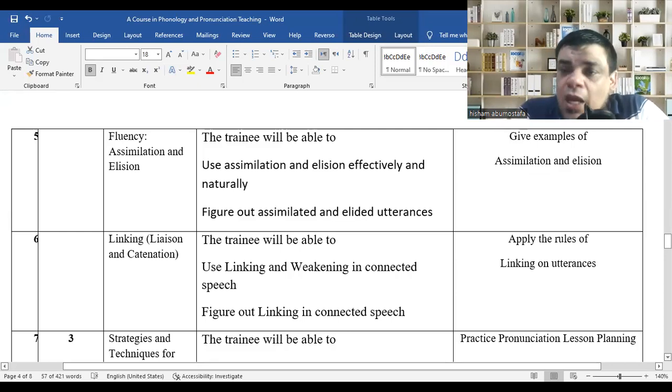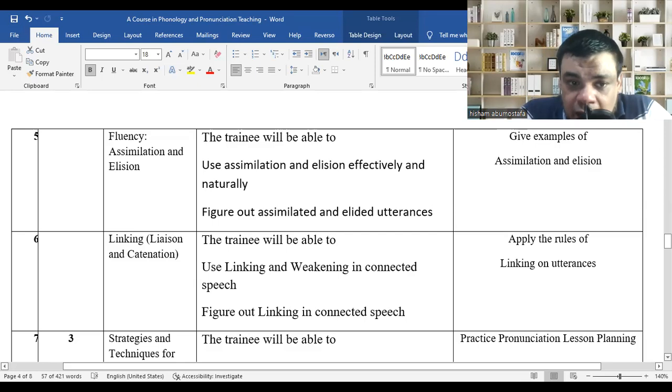What is the meaning of elision? Elision means that some sounds are deleted in connected speech, when speaking rapidly. So some sounds are completely deleted. You couldn't hear them, okay? For example, when I say "she helped me yesterday," I didn't say "she helped me yesterday" with every sound. So this is an example of elision.